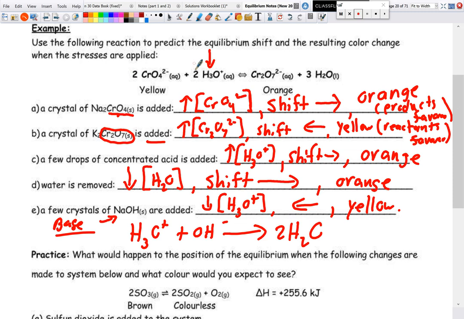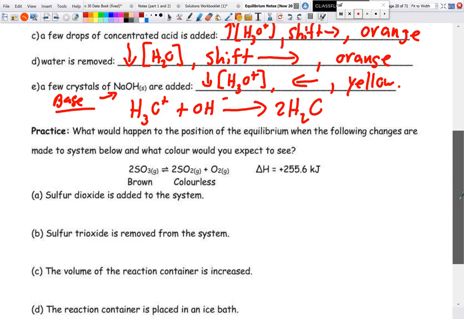But remember, temperature is just like the reactants and the products: if we add energy, it's going to shift away from the energy unit. If we decrease it, it's going to shift towards. And that's where we get into our second one.